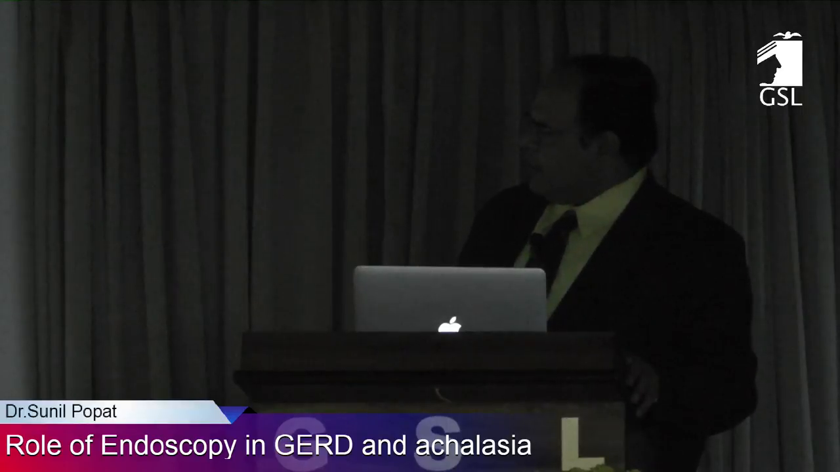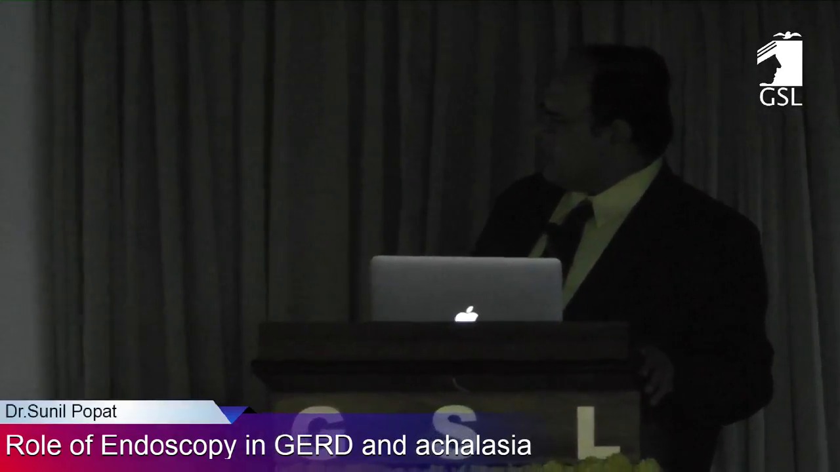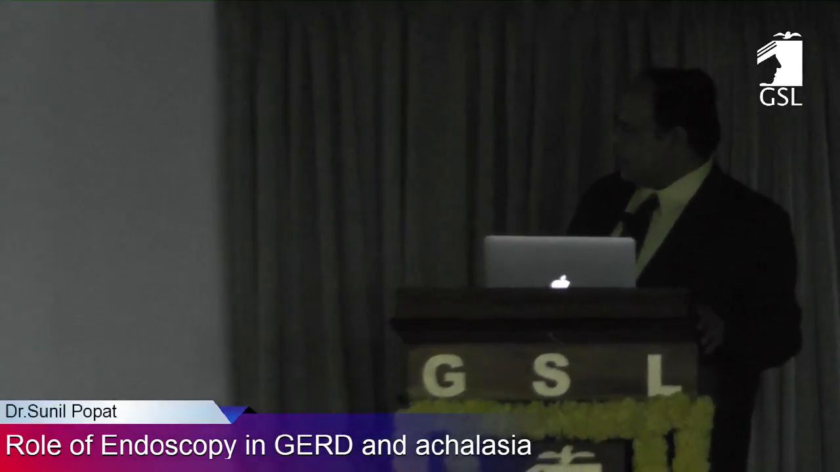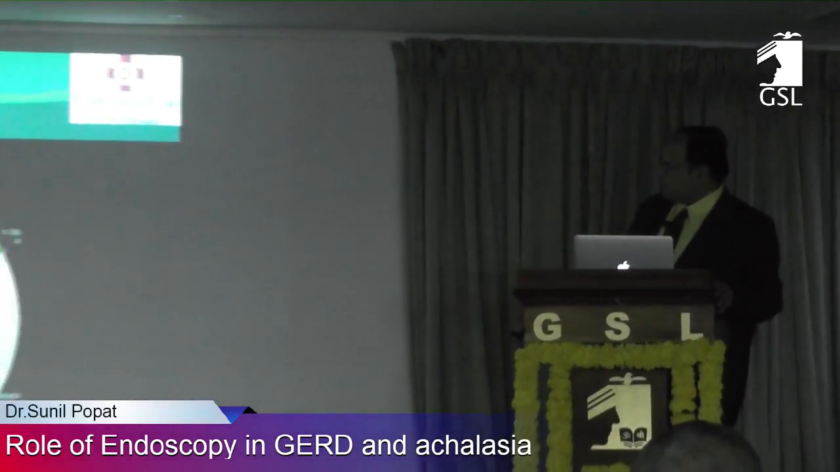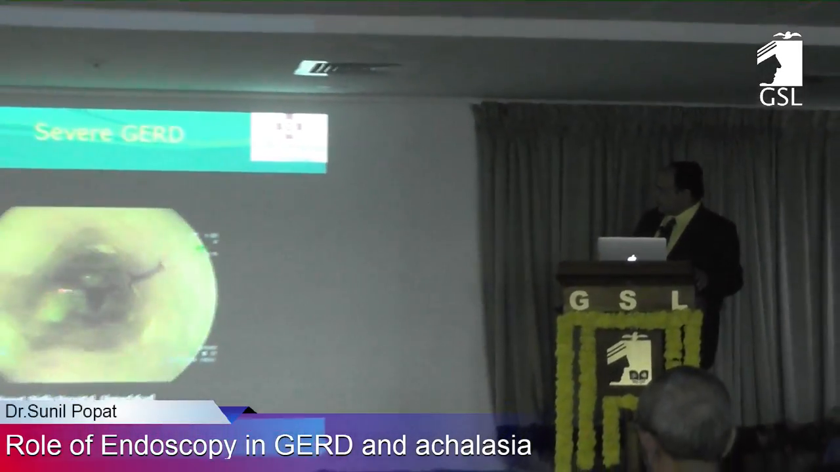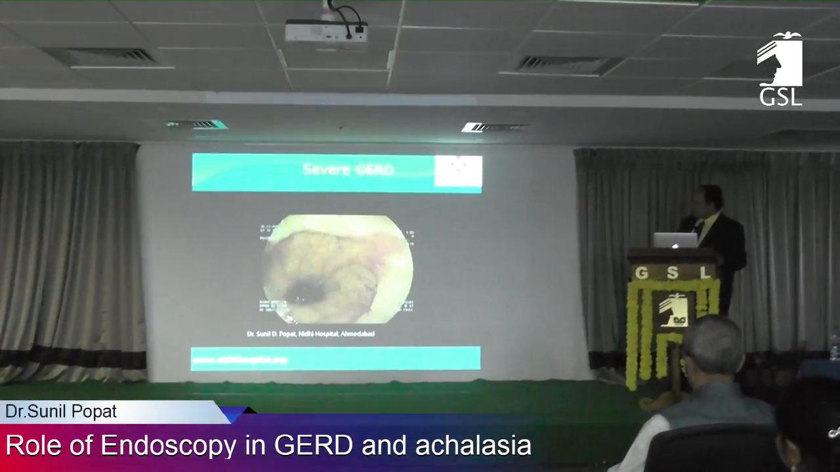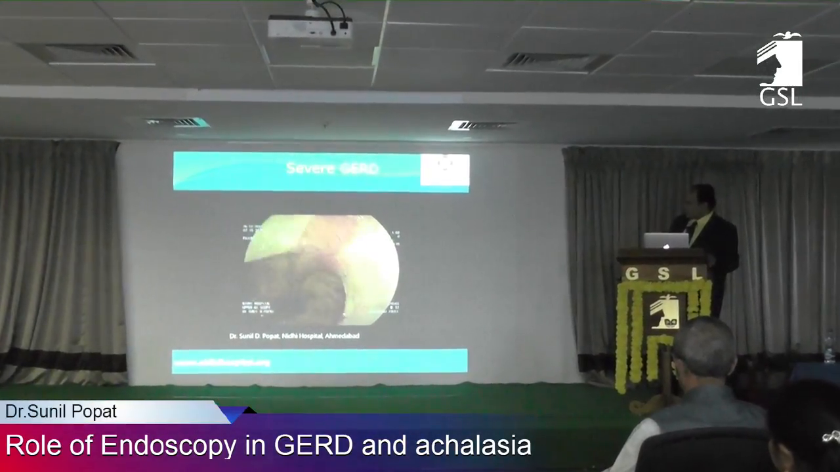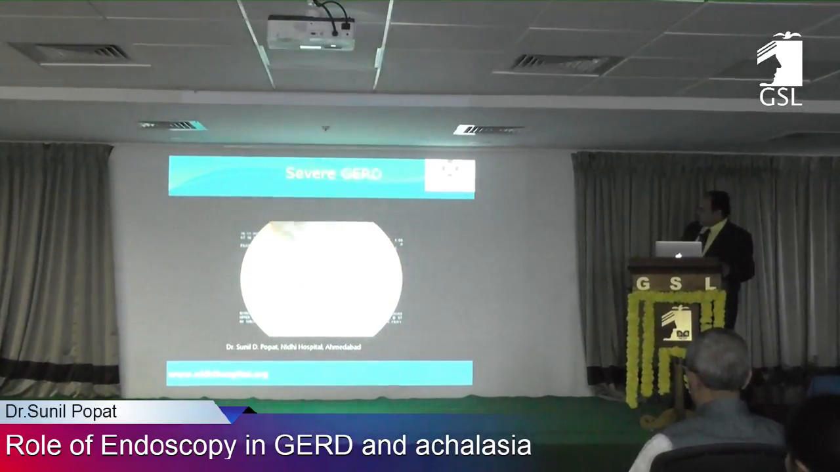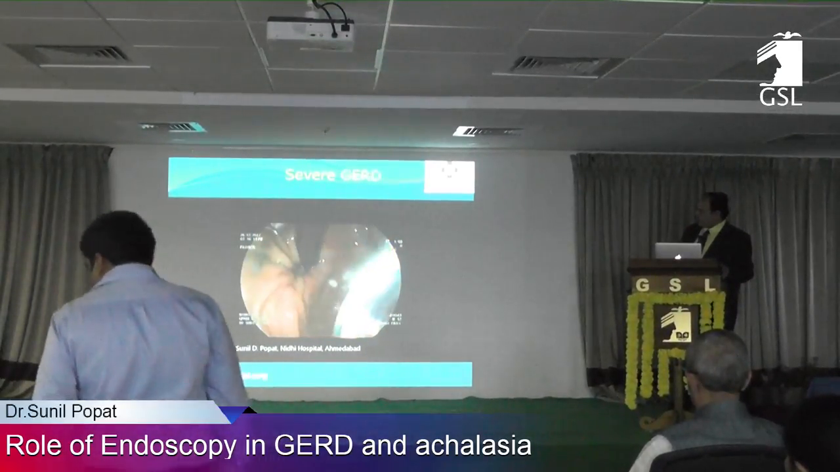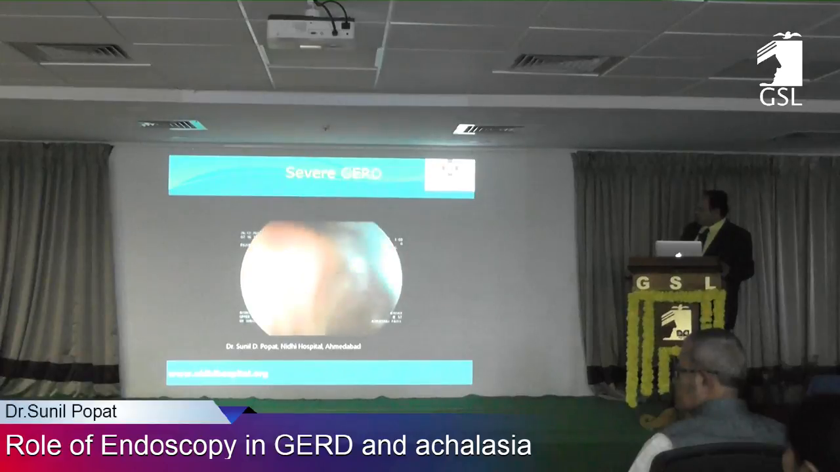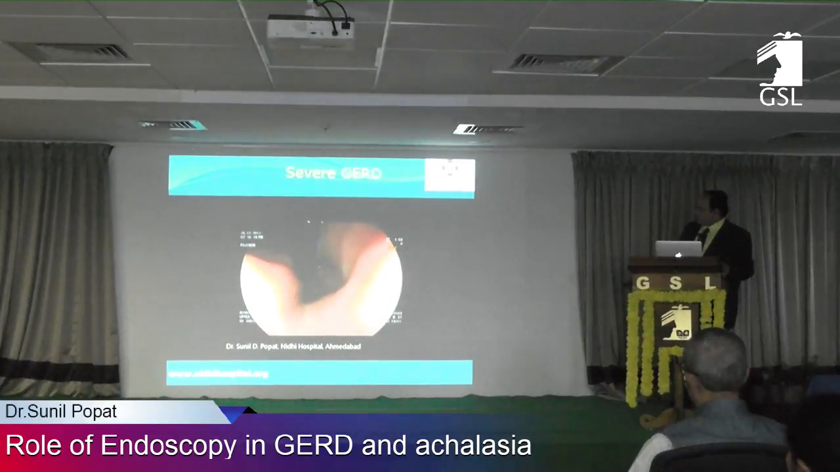Another case. We are in the esophagus, and here you see linear ulcers. This is a linear ulcer right from the GE junction up to the junction of the upper and mid esophagus. Large hiatus hernia again. Here you can identify the squamocolumnar junction, lax LES, and when we come out, you will see again.